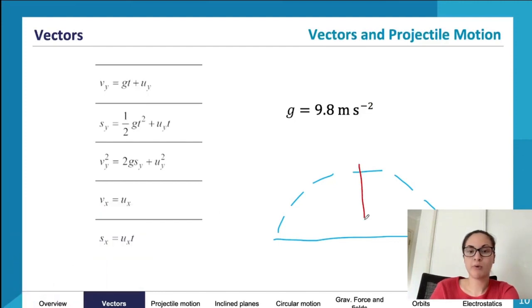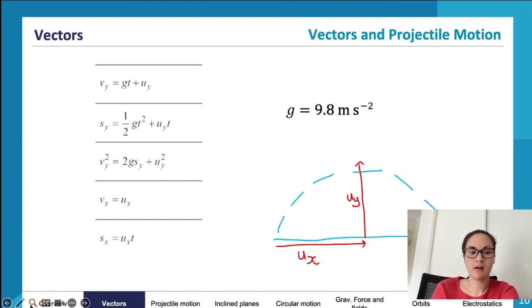Up until about this point, initial horizontal and vertical velocity is signaled by u. So this is initial velocity in the horizontal direction. This is initial velocity in the vertical direction. Oh wait, did I say horizontal for the bottom? Horizontal is ux, uy is vertical. There you go. Sorry if that was confusing, but the u stands for initial velocity.